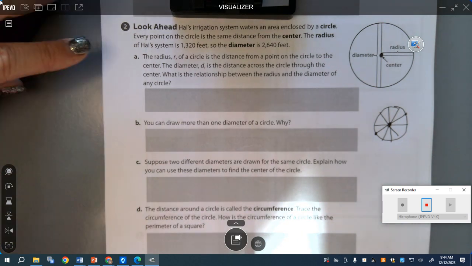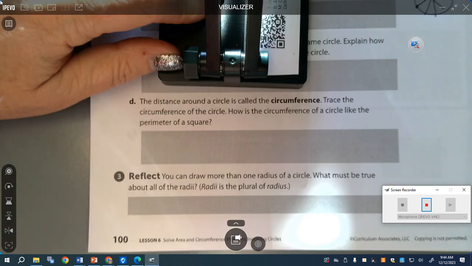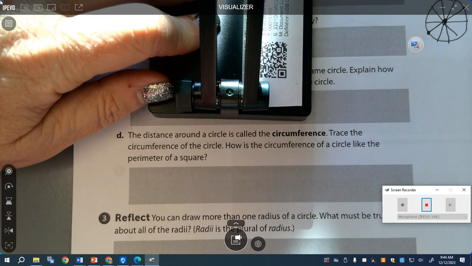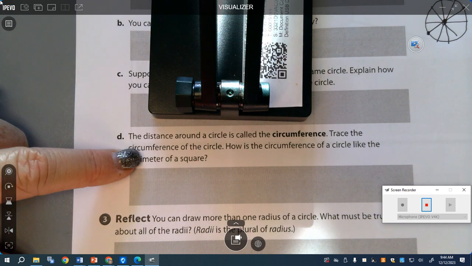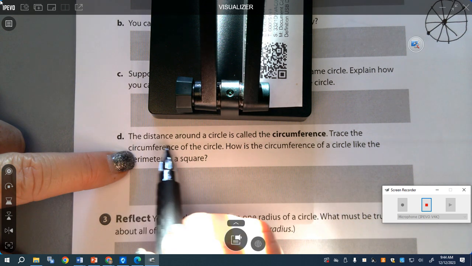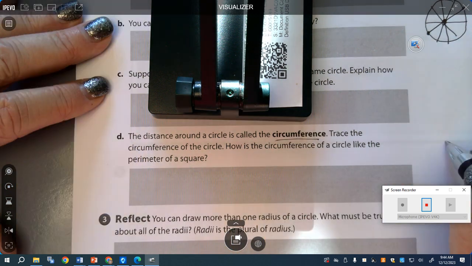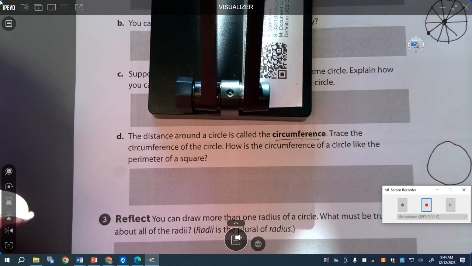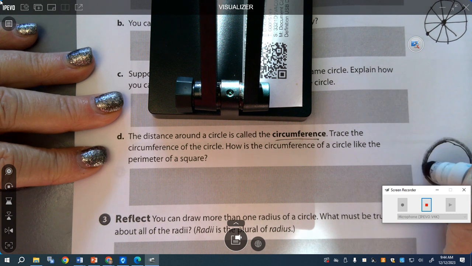Okay, all right, I want to skip down to letter D. This is what we talked about. You don't have to write anything down for this. I just want to discuss it. So the distance around a circle is called the circumference. So if this is my circle right here, the circumference is the distance around the outside of that circle.